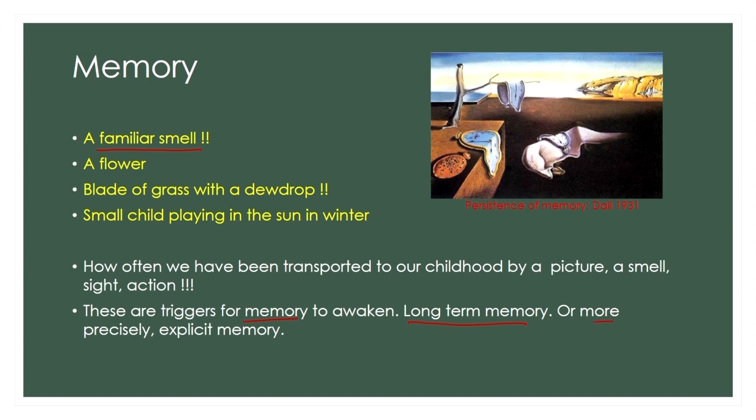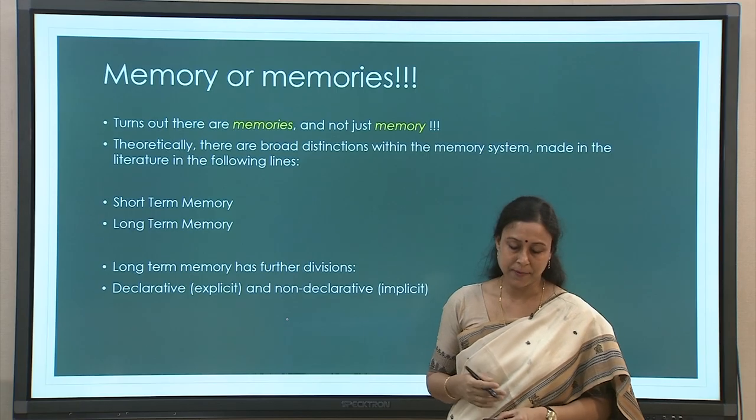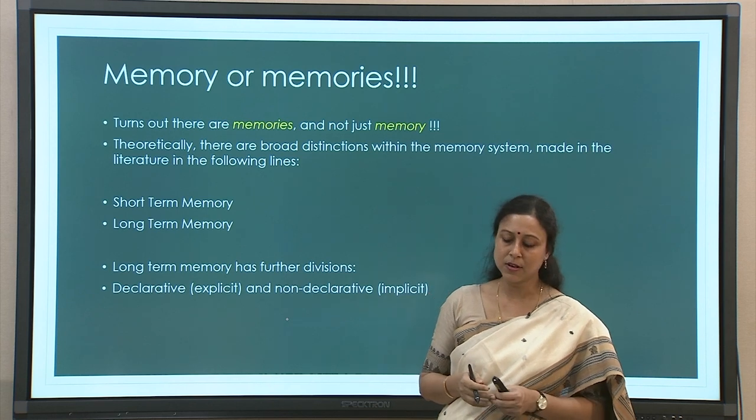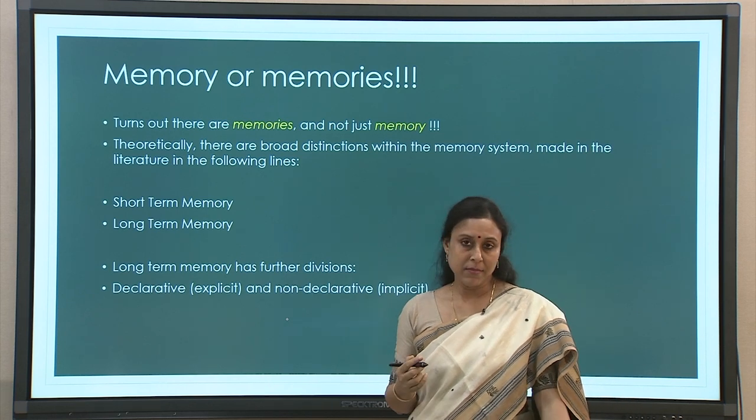Or more precisely, we call this explicit memory. So you see, already we are beginning to complicate things. Memory is not just one thing. There are memories, not one memory. So it turns out there are memories and not just a memory.